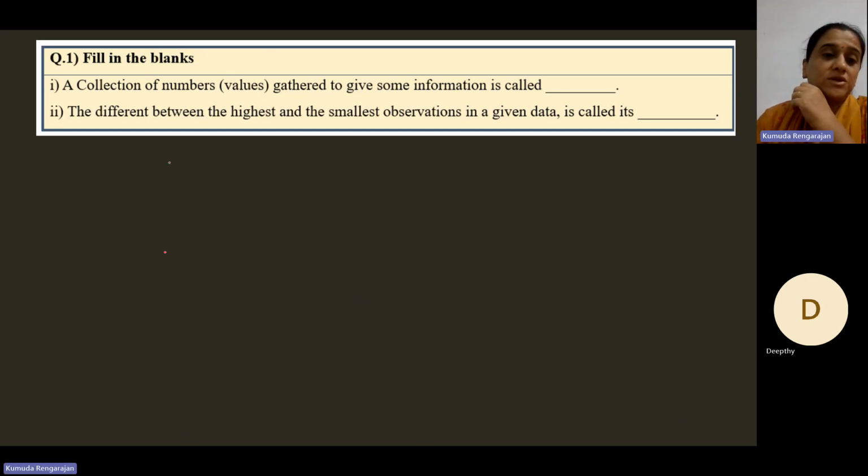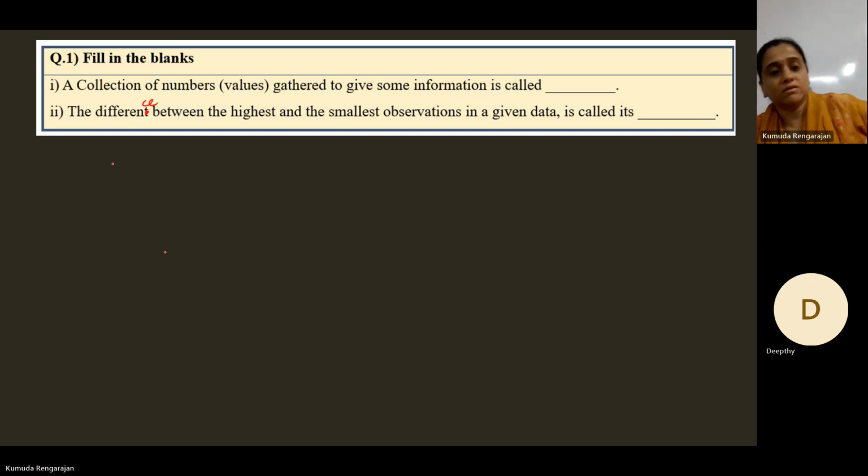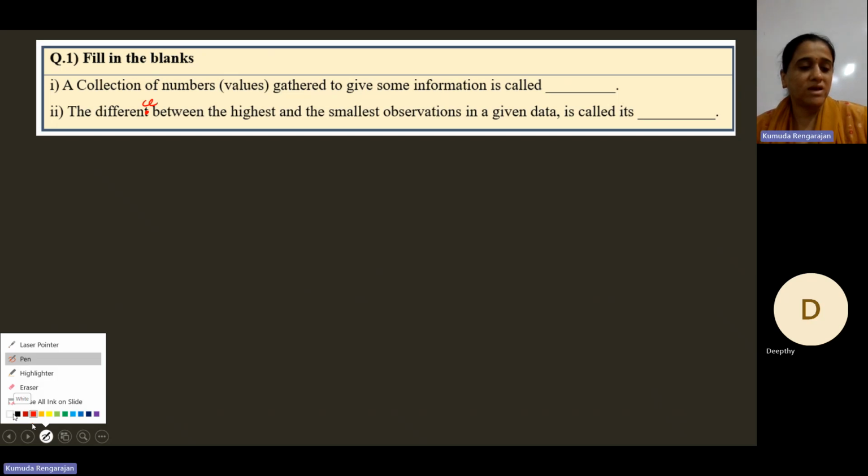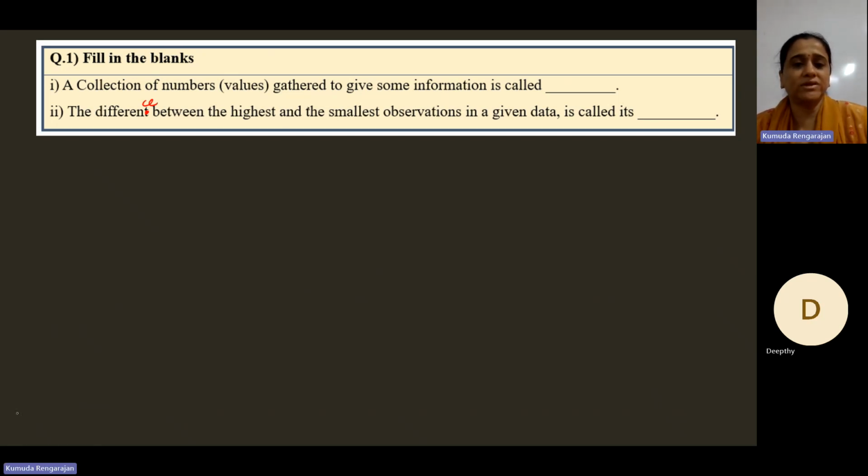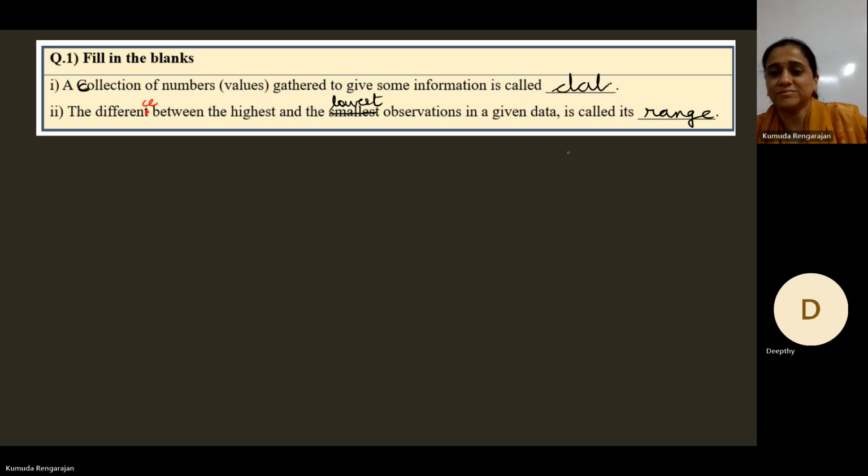The difference between the highest and the lowest observations in a given data is called its... range. The second one is range, correct. The first one, data, is called data.